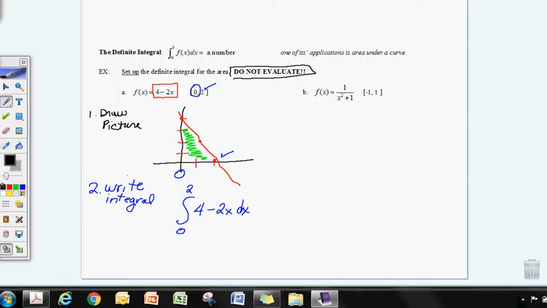Okay, so now let's go to problem number 2. From problem number 2, notice it's from -1 to +1.